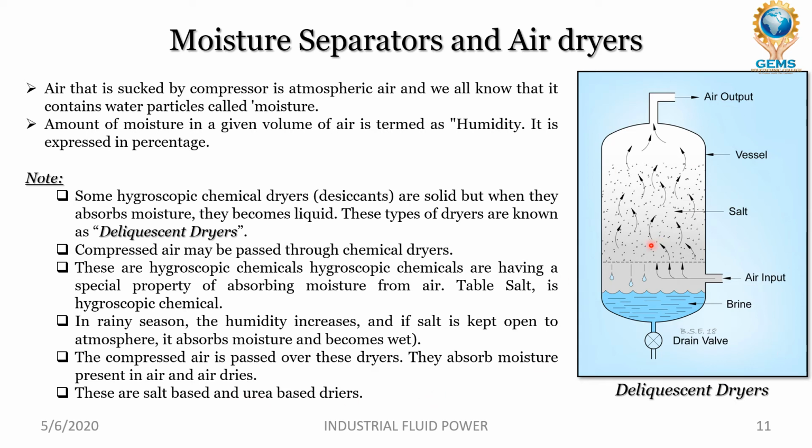So this is a layout of how these desiccant dryers look. When the air is passed in at the bottom, this layer is called salt. This salt absorbs the moisture, and only the dry air comes out at the top, and the absorbed moisture becomes liquid and is collected in the bottom layer.